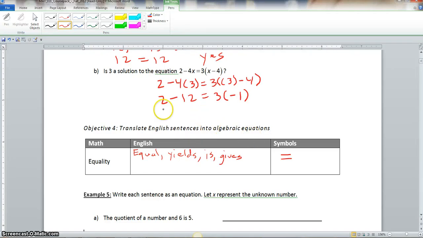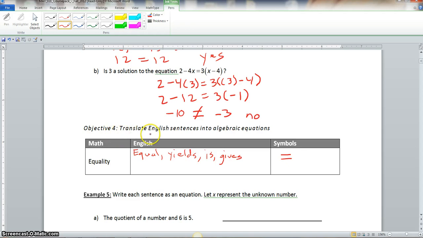Picking up where we left off, we have 2 minus 12, which is negative 10, and that equals 3 times negative 1, which is negative 3. Now we know negative 10 and negative 3 do not equal each other, so we draw a line through the equal sign, and our answer here would be no, because the question asks, is 3 a solution to the equation 2 minus 4x equals 3 times the parenthesis x minus 4. Since our equation is not equal after substituting in 3, the answer is no. That is not a solution.